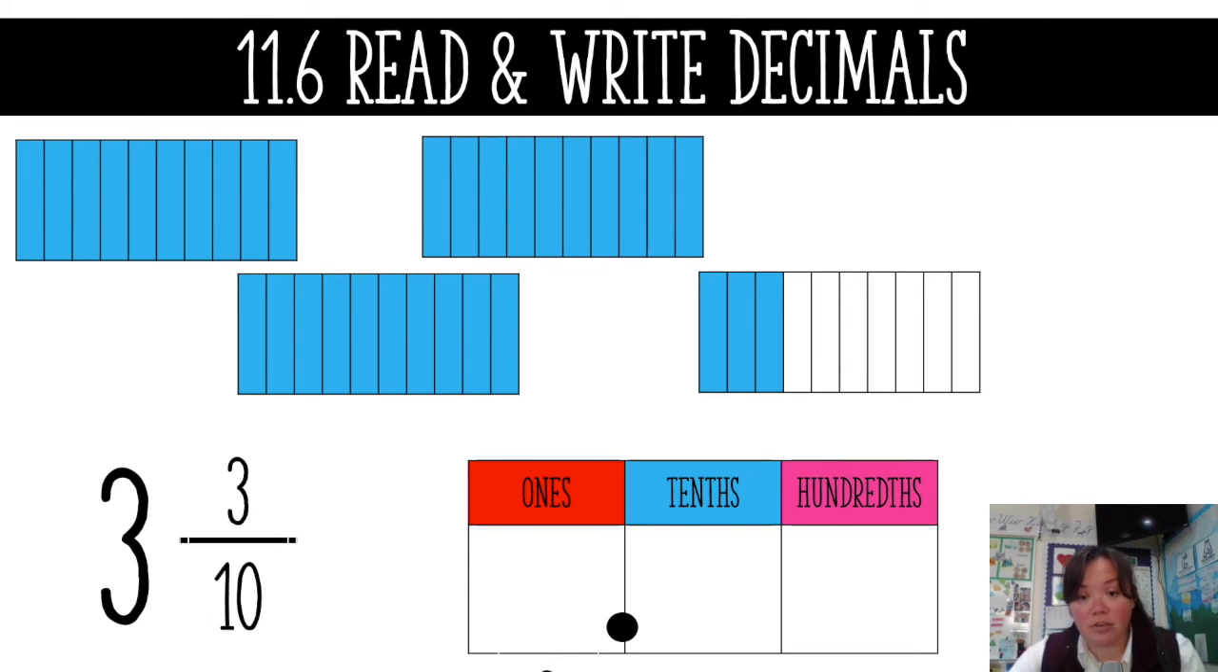Check out our place value chart. 3 wholes, decimal point, 3. 3.3, 3 and 3/10. Okay? Let's try another example.